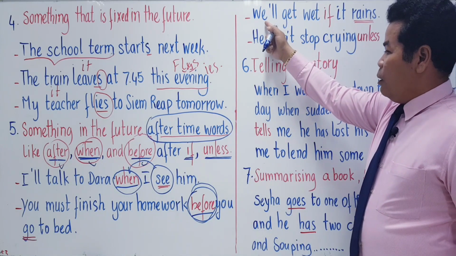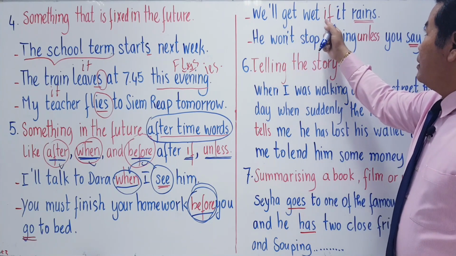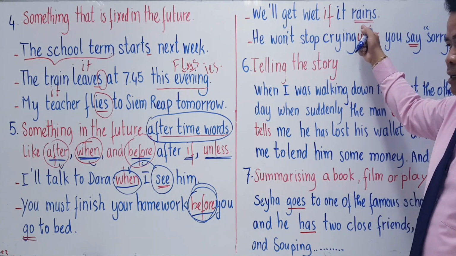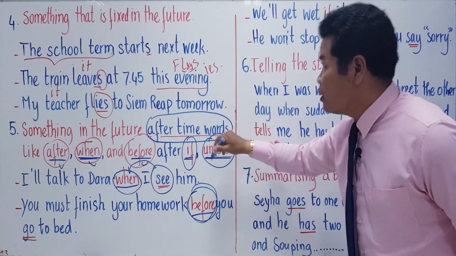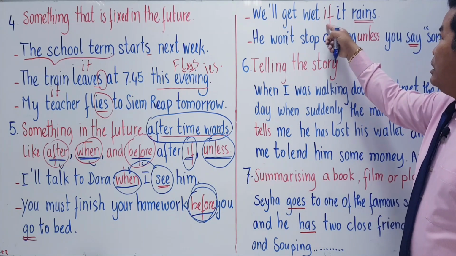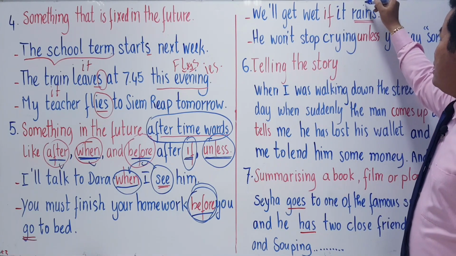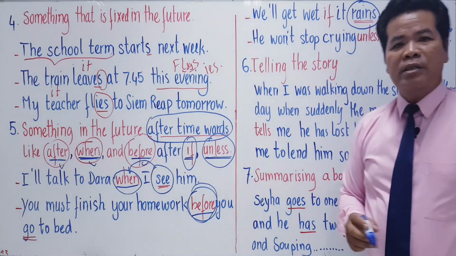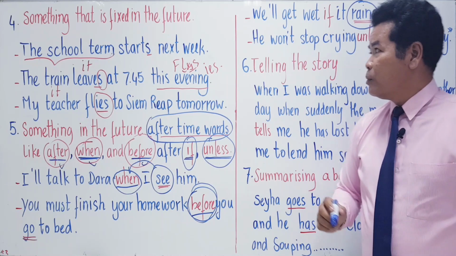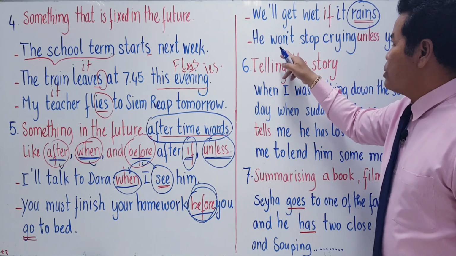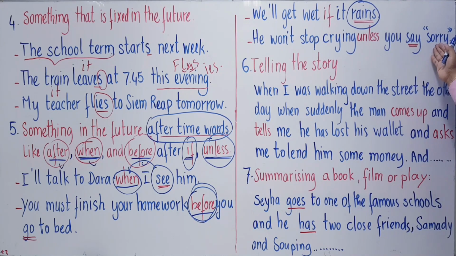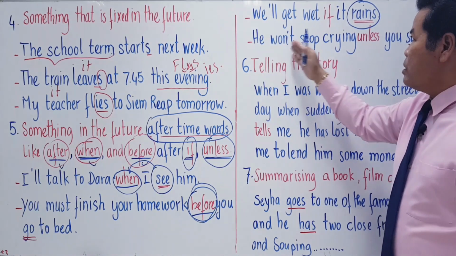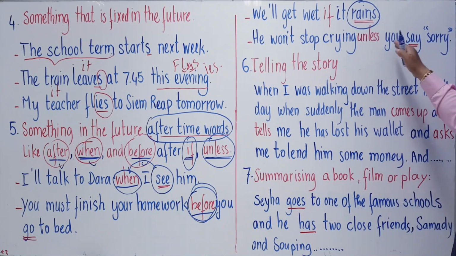Example: we'll get wet if it rains. After if and after unless. We'll get wet if it rains. So rains here is used as the present simple. Okay? Look at the other example. He won't stop crying unless you say sorry. Again, he won't stop crying unless you say sorry.